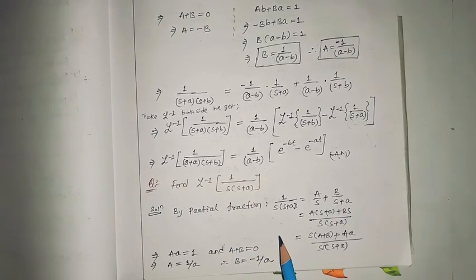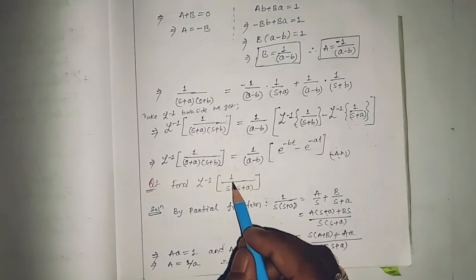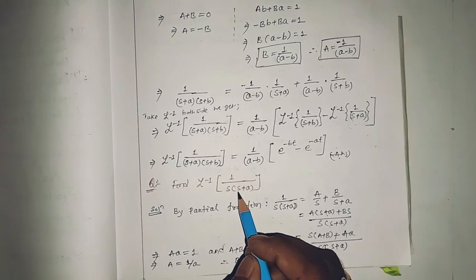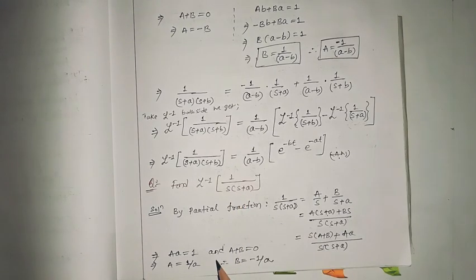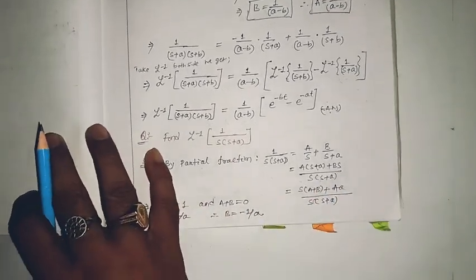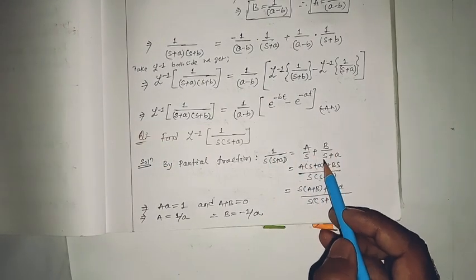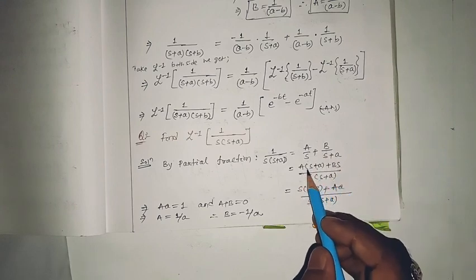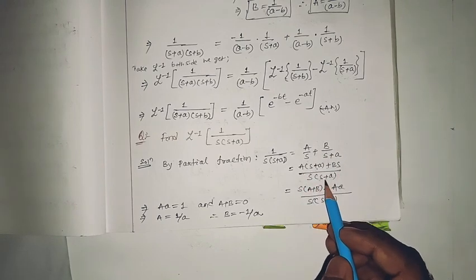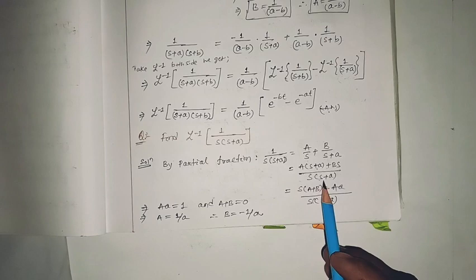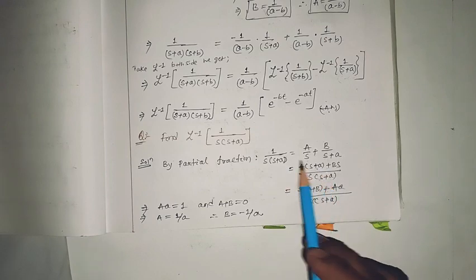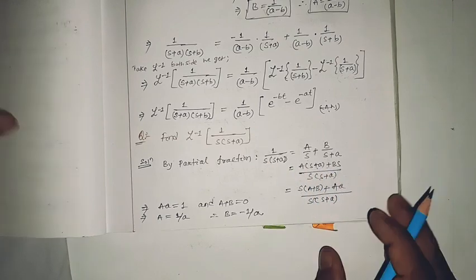This is type 1 question. That means here 1 by s minus 0 into s plus a is there. So how are we going to do the partial fraction? This will be a by s plus b by s plus a. You just add it: a into s plus a plus bs by s into s plus a. Here the denominators are the same, so obviously for the numerator we are going to equate the coefficients.